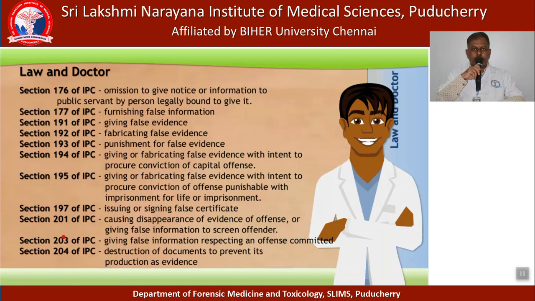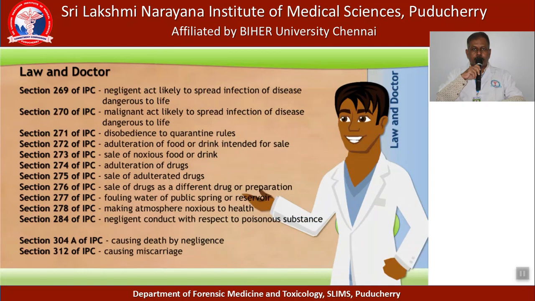Now 201, 202, 203, 204 are related to offenses, that is causing disappearance of the evidence of offenses or giving false information to screen the offender. 202 is there. Again 203, false information. Again 204, destruction of a document to prevent its production as evidence in a court of law. So these are the bulk.